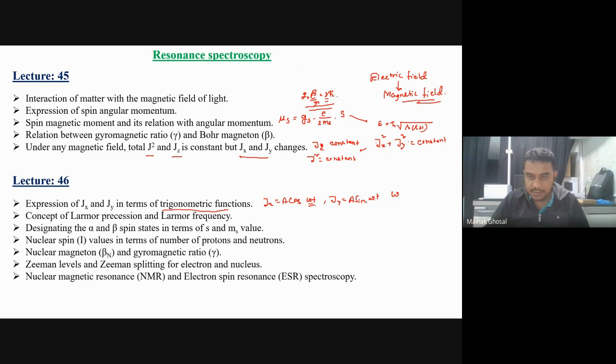How can you find that? If you know this relation, taking the double derivative of, say, x with respect to t, it will give you the relation that omega square will be equal to gamma into B. So with this frequency, J then precesses along the surface of a cone, with angular velocity given by omega, and this is called Larmor precession. Okay, Larmor precession and Larmor frequency.